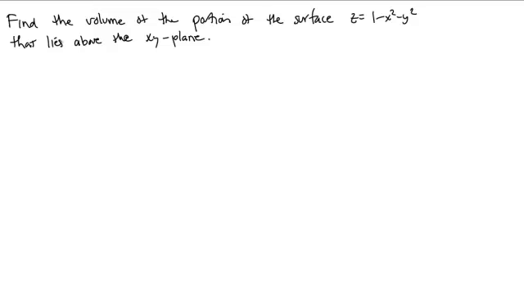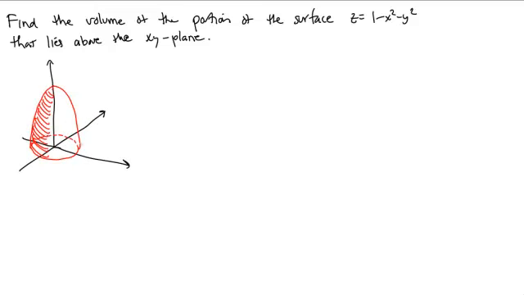Find the volume of the portion of the surface z equals 1 minus x squared minus y squared that lies above the xy plane. Now you might remember we've actually already done this problem once before as a double integration problem that involved a whole heck of a lot of stuff. There's an integration by parts and a trigonometric substitution. It was a horrible, horrible thing. But let's try to do this now using some of our new tools.